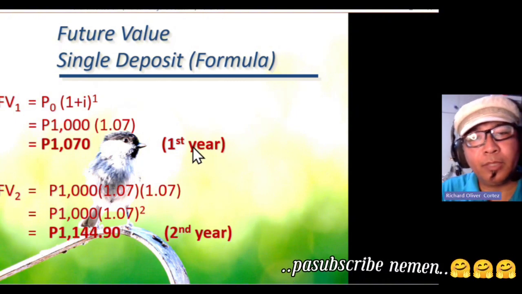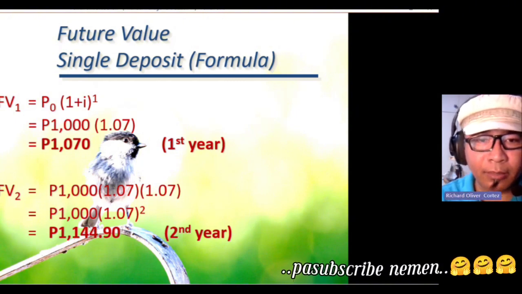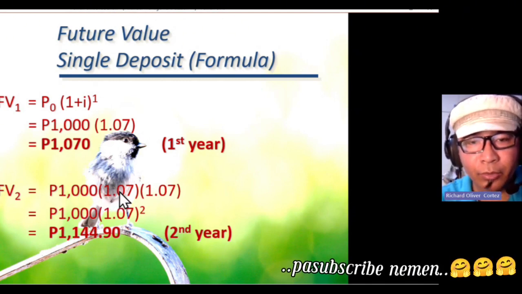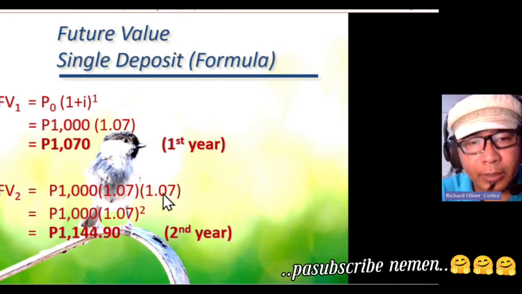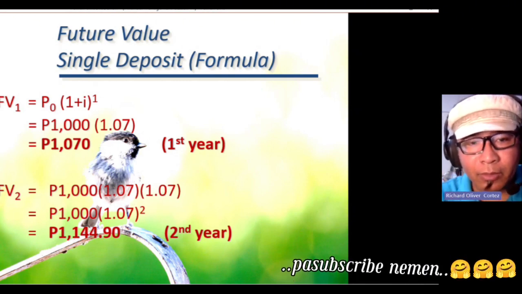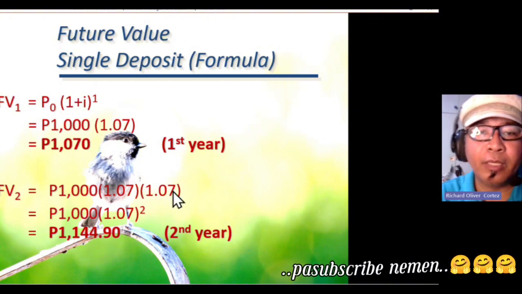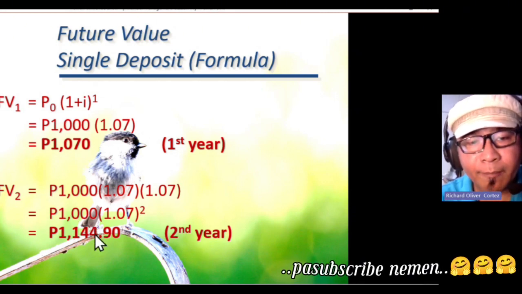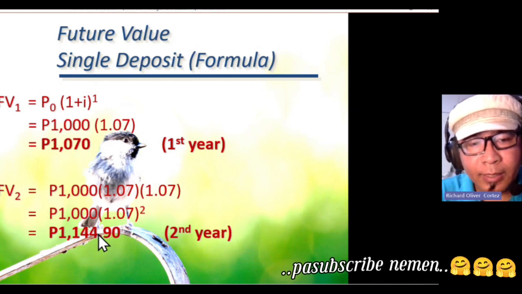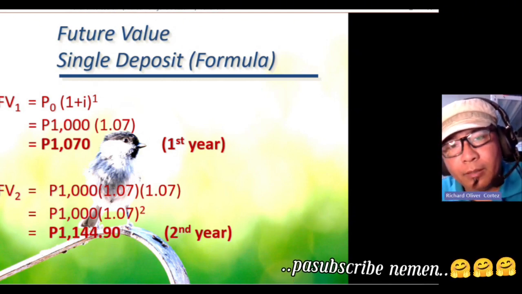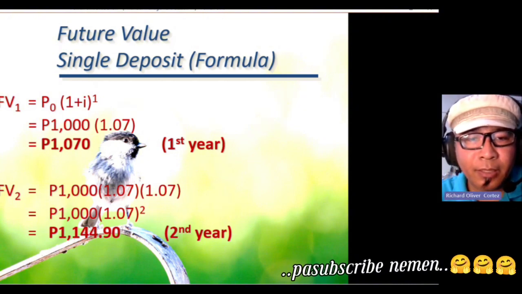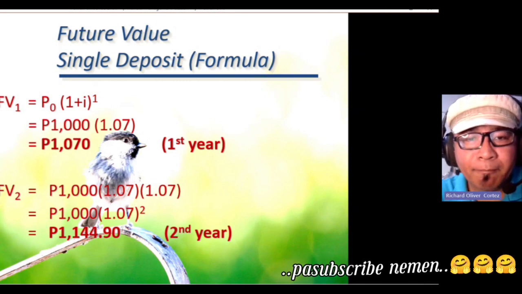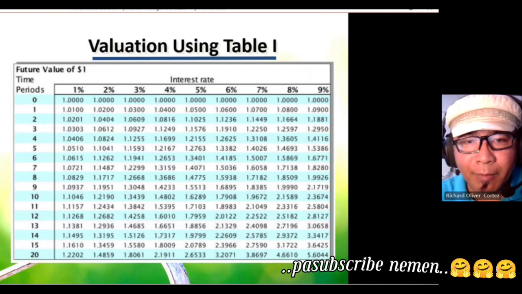Okay? Now, if your investment is 2 years, it means in our formula, we multiply 1,000 by 1.07 by 1.07. So we have 2 parentheses here. Now we multiply straight 1,000 times 1.07 times 1.07. It will give us 1,144.90. That is for the second year, no? So if the investment is 10 years, it means we will multiply 1,000 by 1.07 ten times. Okay? When there are many years.